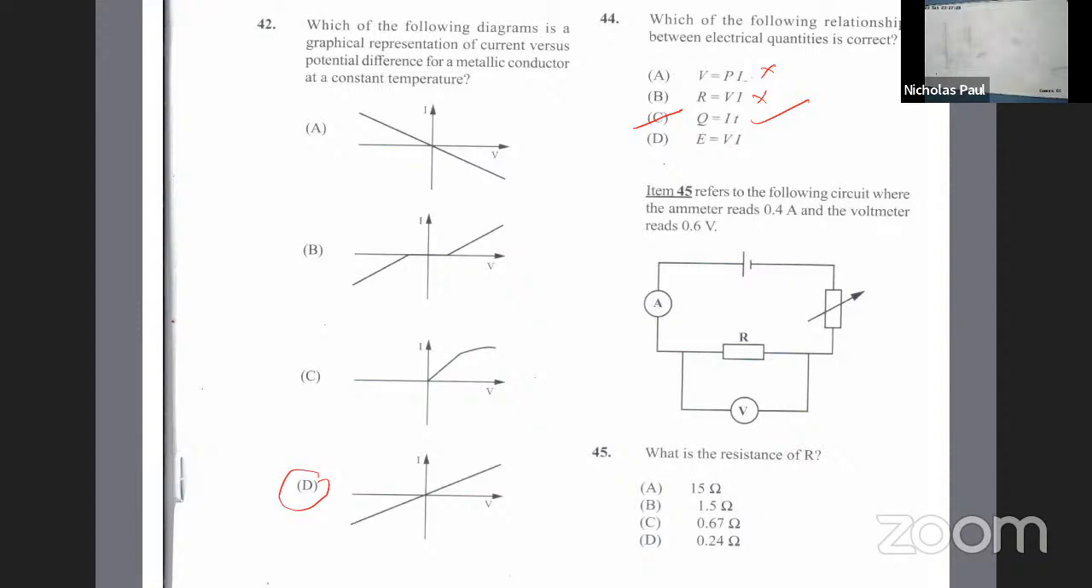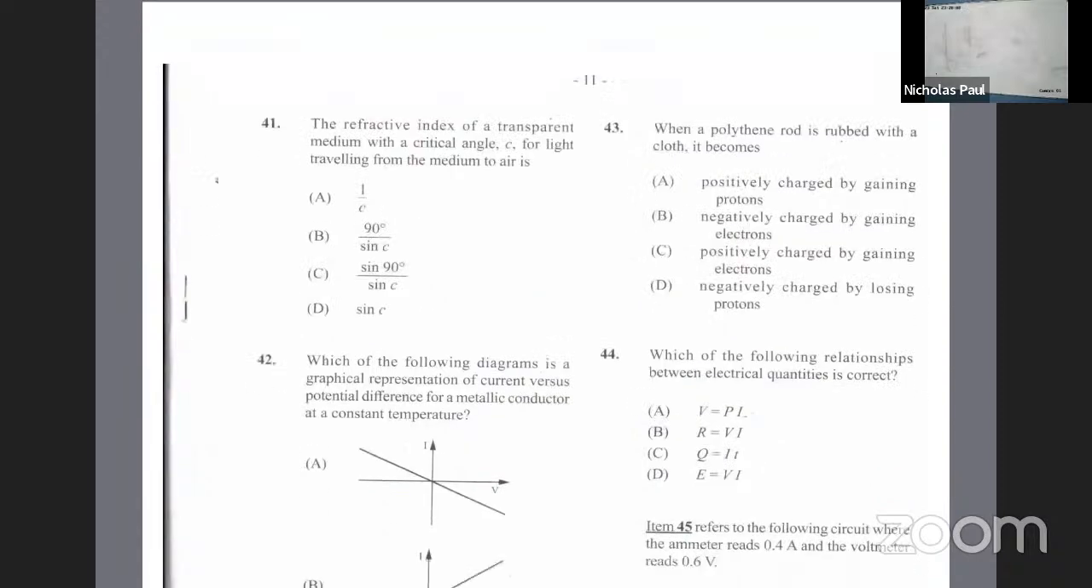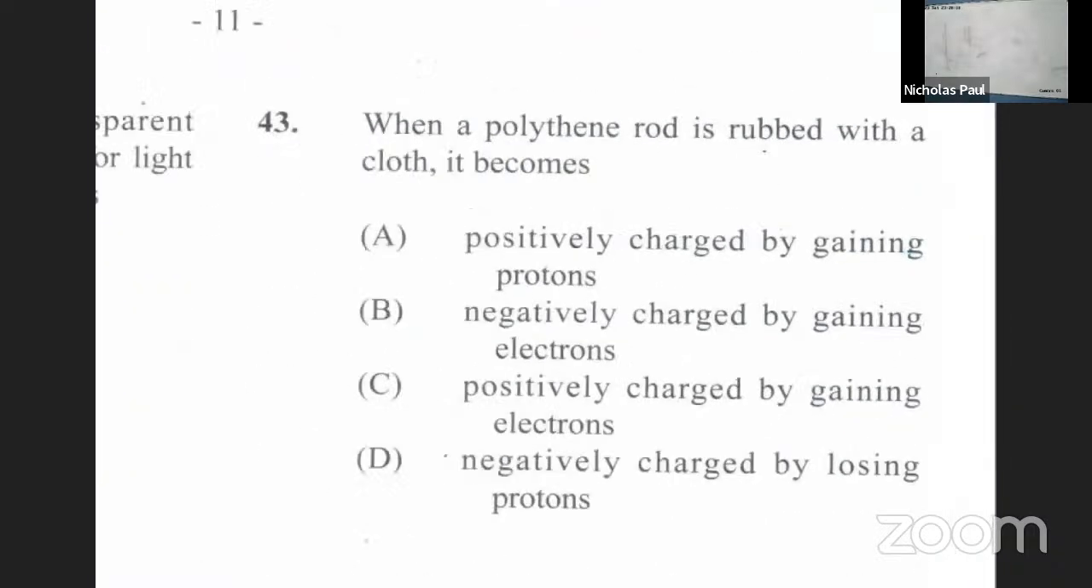Right, what's 45? R is equal to V over I, right? So that'll be 0.6 over 0.4, which is how much? How much do we get there? 1.5, so 1.5 V. All right, next one. I left out 43. What will the last one here be?